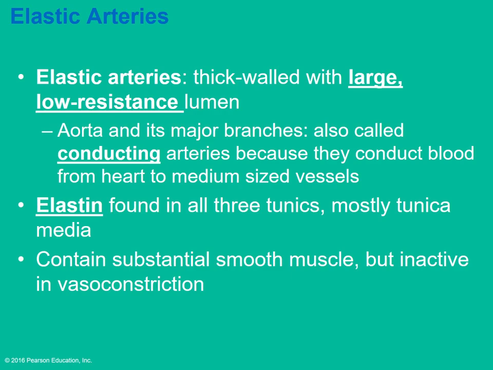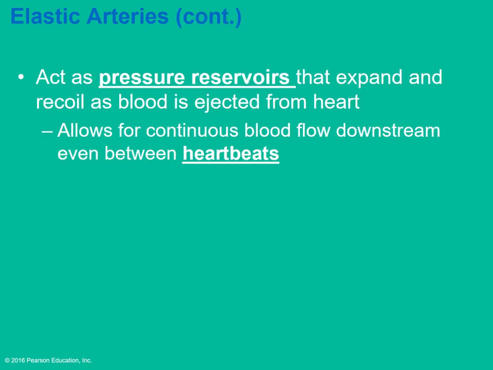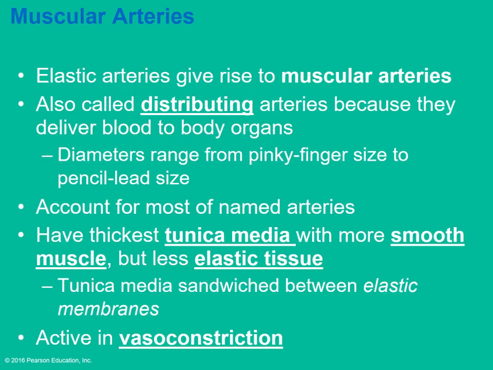The elastin that's found in this is mostly in the tunica media, though it can be found in all three of the tunics. You do have a fair amount of smooth muscle within the elastic arteries. They can expand and recoil as the blood's being pumped from the heart. They have to be able to withstand a lot of pressure. And you want to have that continuous blood flow even between the contractions. The blood flow doesn't go in spurts, it needs to be continuous.